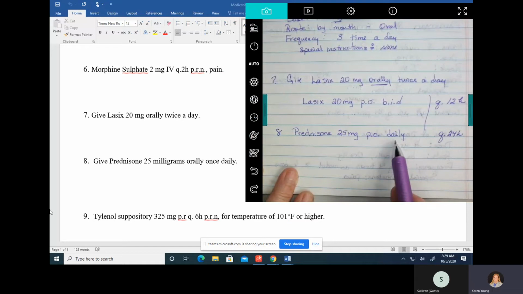And with these, when you're trying to decide which abbreviation you're going to write, a lot of times it's going to go with where you work. What do they want? How does the doctor want you to write it?